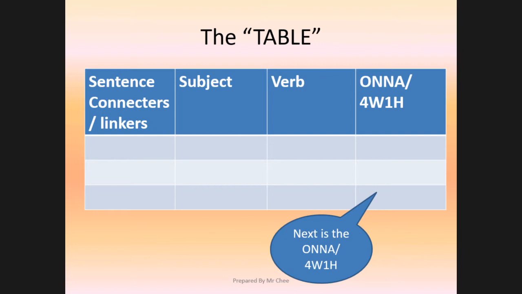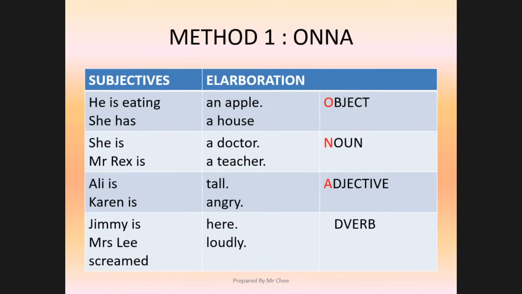Next, we go to owner and 4W1H. What is this? The first one is method one, owner. This is the table and how we use it, containing three columns: the first is object, then noun, and E for elaboration. Look at the first one, object. He is eating an apple. Apple is an object. He has a house. House is an object.